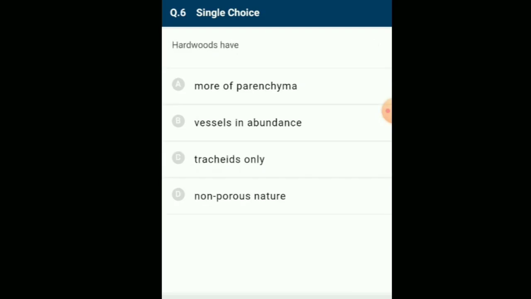Question number 6. Hardwoods have. Hardwood is the name of the dicot wood which possesses abundant vessels and is also called porous wood. The content of tracheids is less than 5% and xylem fibers are abundant. So the answer is option B, vessels in abundance.